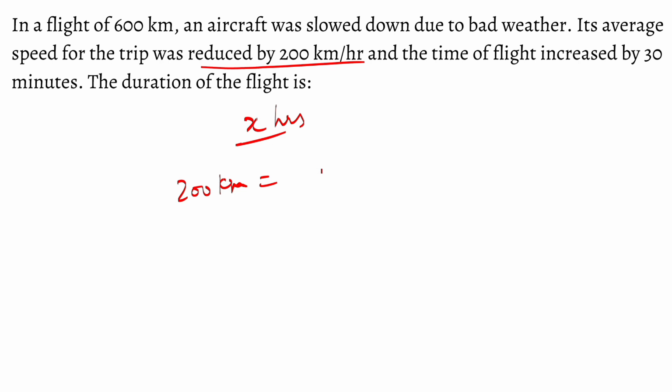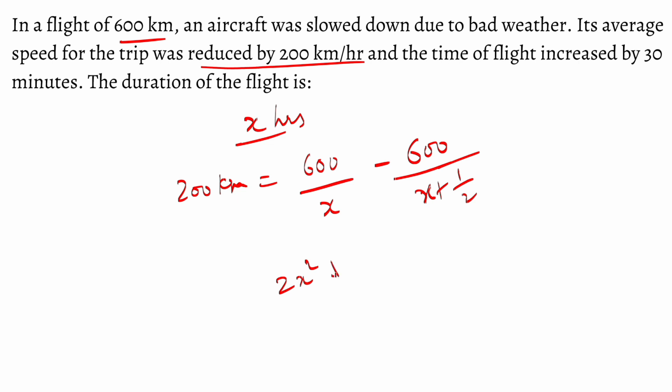So the speed reduction will be equal to distance, that is 600 by total time, that is x hours, minus 600 by the time after slowing down. So 600 is the total distance by, it is increased by 30 minutes, right? So x plus 30 minutes, convert that into hours, 1 by 2. Now take LCM and we'll arrive at the quadratic equation 2x square plus x minus 3 is equal to 0, and solve this.